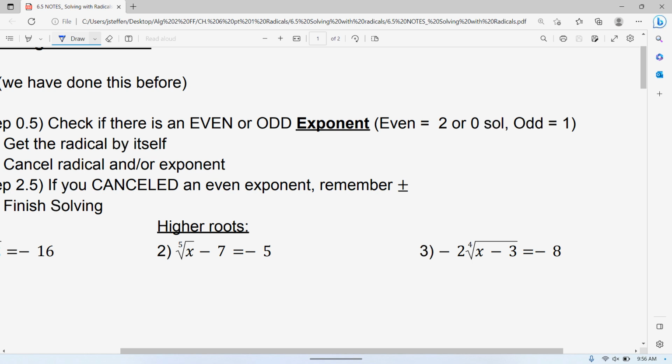Now again, make sure you realize I'm saying an odd or even exponent, not an index number. The number in front doesn't make any difference. We're not looking at that part. We're only focusing on the exponents.